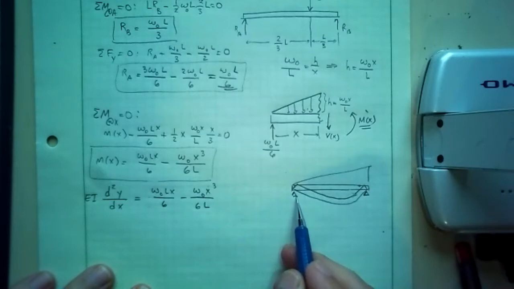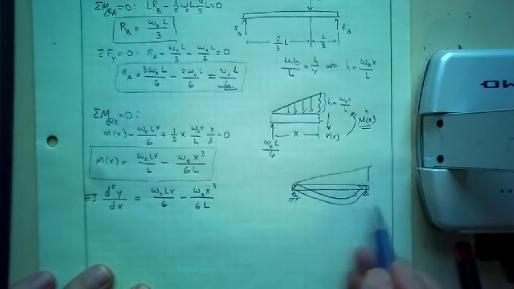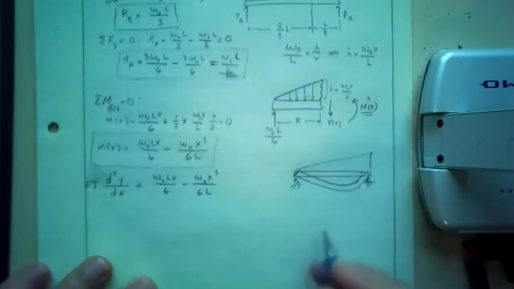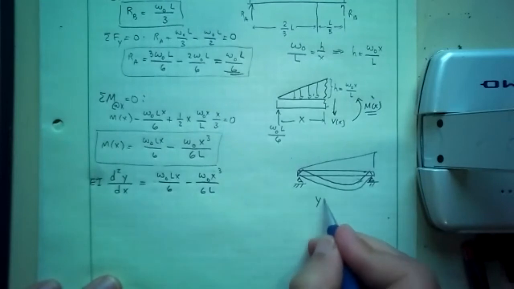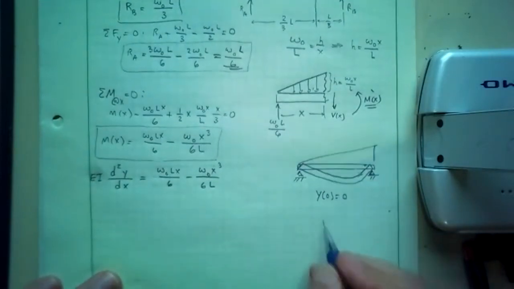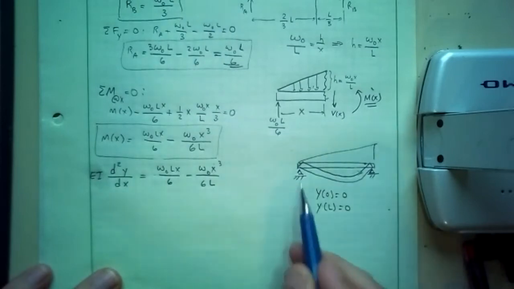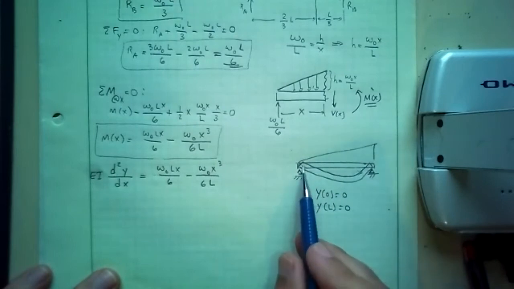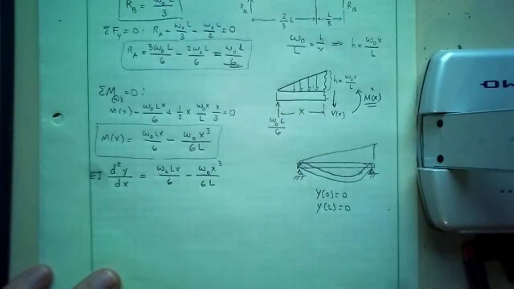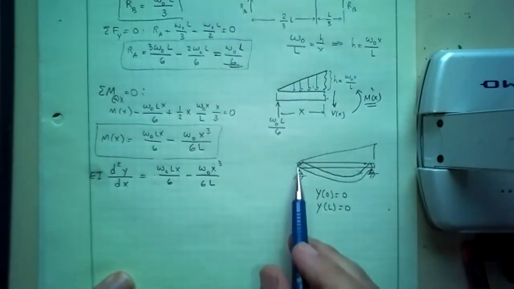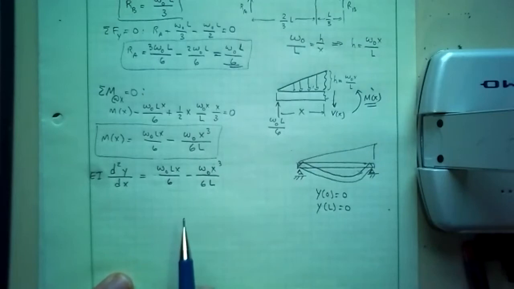There is no deflection. These supports will not allow deflections. So I can say that deflection at x equal to 0 is 0. Deflection at x equal to L is 0. Slopes are not 0. This will have a slope. This will have a slope. The only condition where slope is 0 is a cantilever.